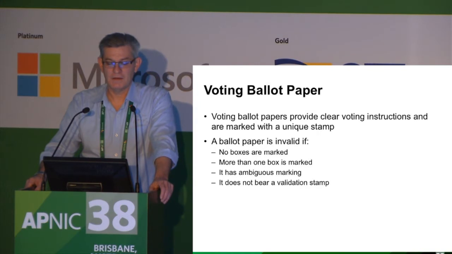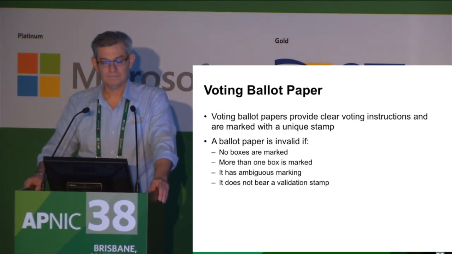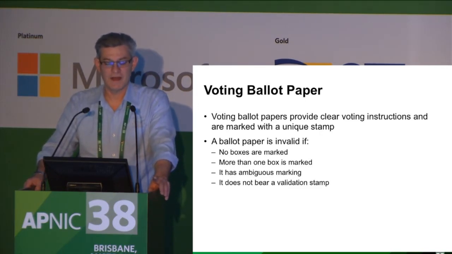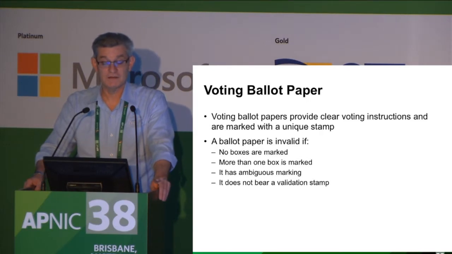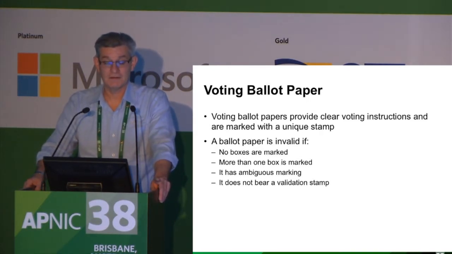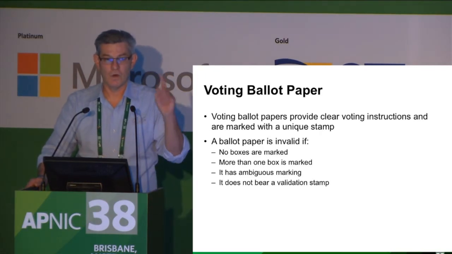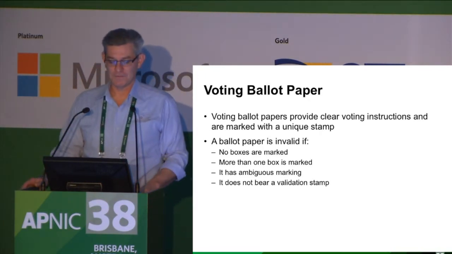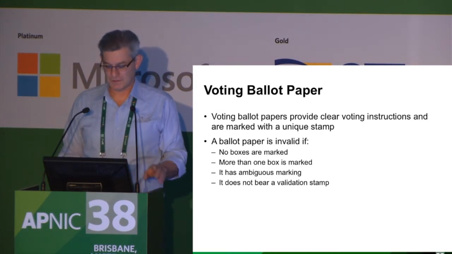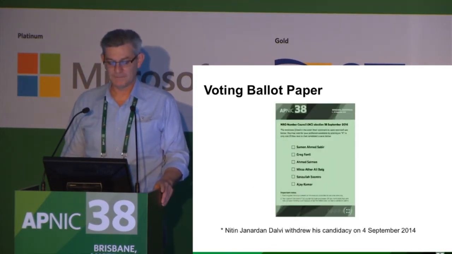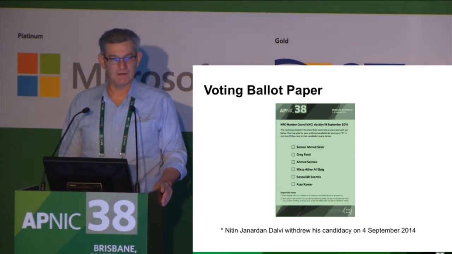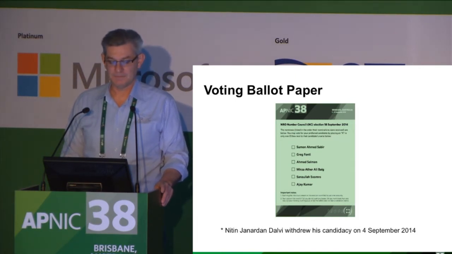The voting ballot paper has voting instructions on it and is marked with a unique stamp. So the vote will be counted as invalid if there are no boxes marked, if there's more than one box marked, if the mark is ambiguous, or if it doesn't have the stamp. Okay, so that's only one person you're voting for. It's not preferential voting, just one person. It'll look like that. We had a candidate withdraw his candidacy on the 4th of September, and that's been reflected in the ballot paper.